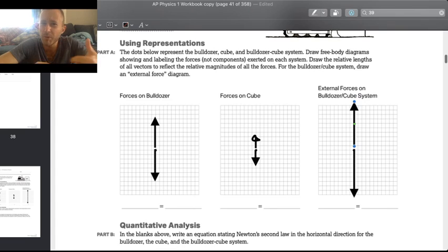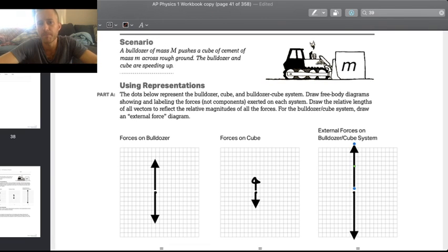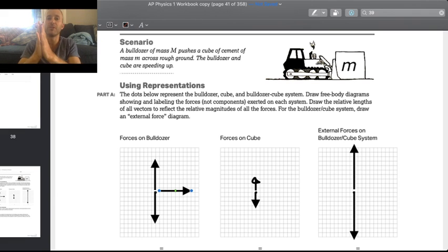Okay, so what is propelling the bulldozer forward? Well, basically it's the ground. It's traction with the ground. So you would have an arrow going to the right, and this would be labeled as traction or some sort of a force from the ground. And then what is slowing the bulldozer down is a normal force from the cube that's in front of it pushing it backwards.